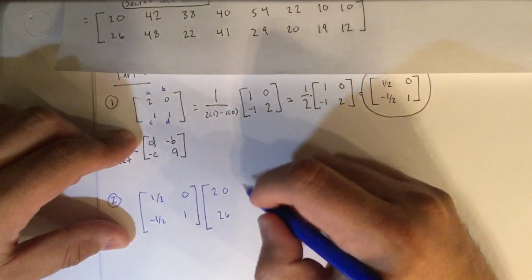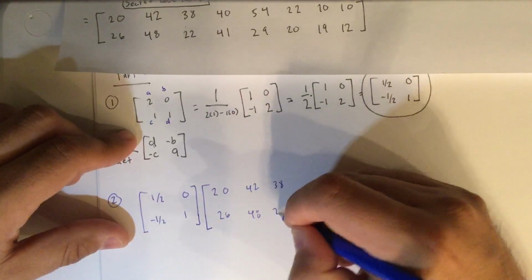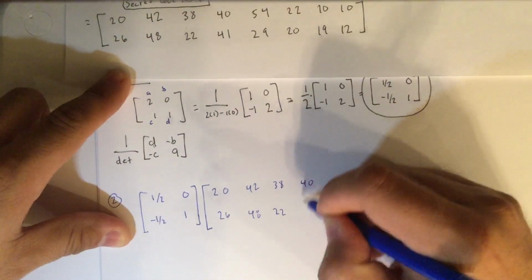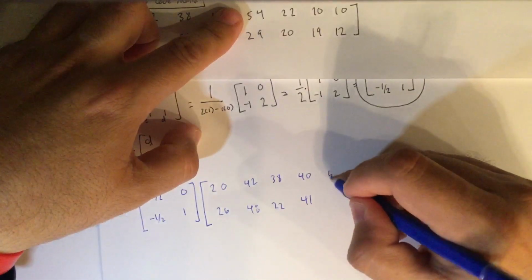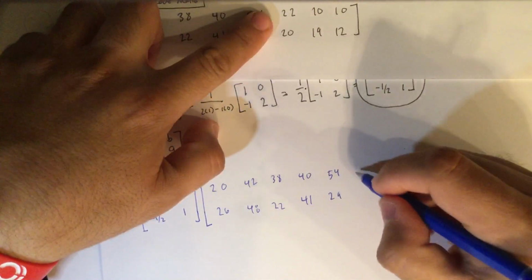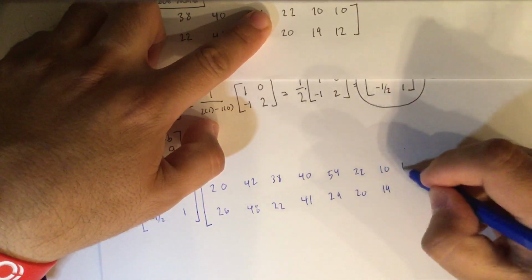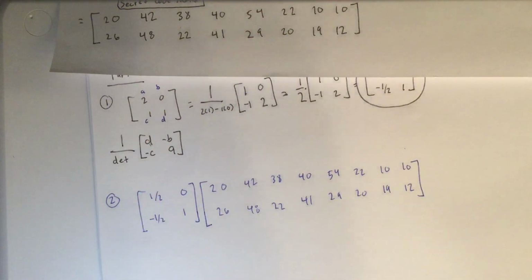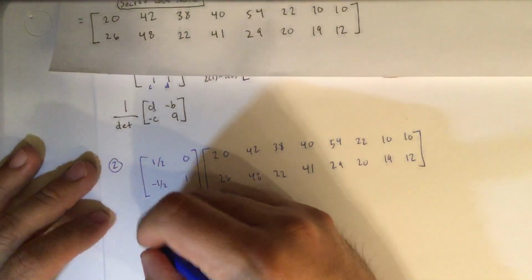20, 26, 42, 48, 38, 22. So let me make sure: 20, 26, 42, 48, 38, 22, 40, 41, 54, 29, 22, 20, 10, 19, 10, 12. All right, and that looks to be good there. Now I'm going to multiply them.